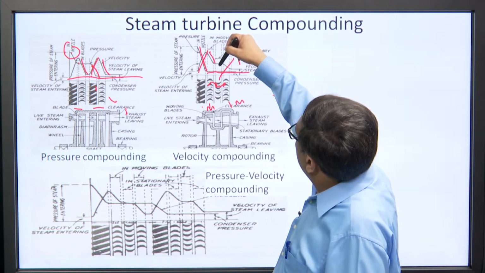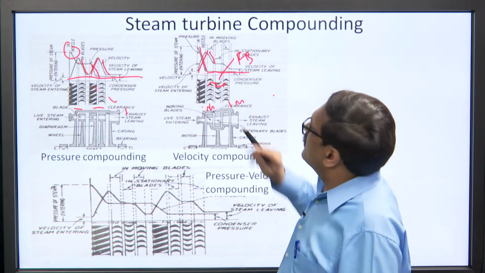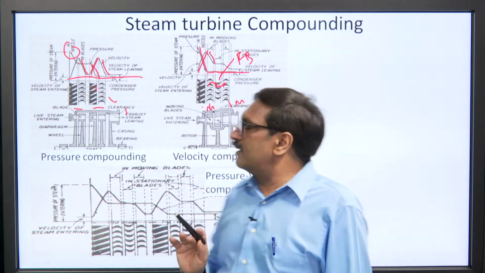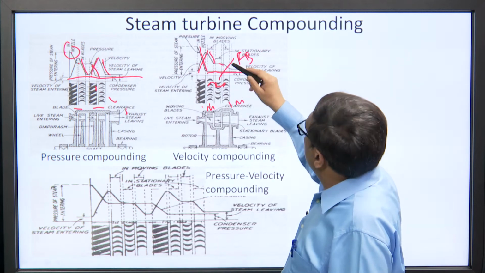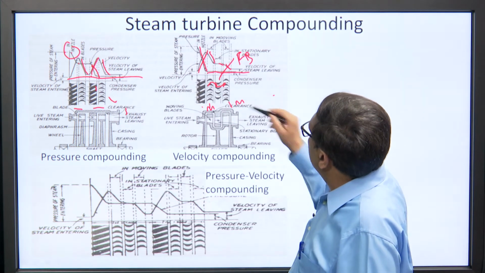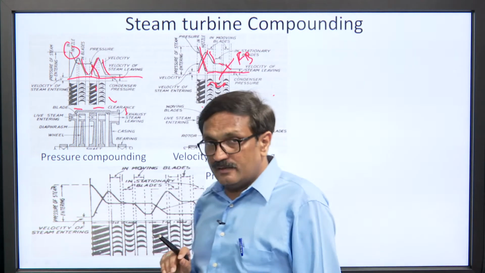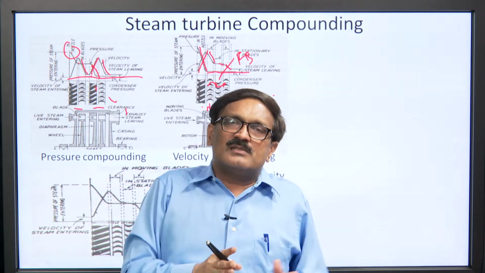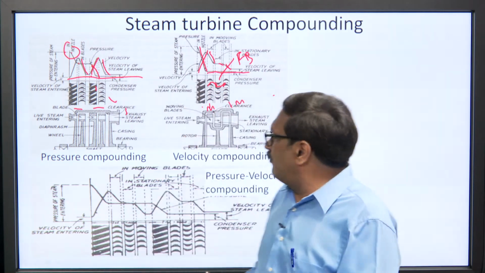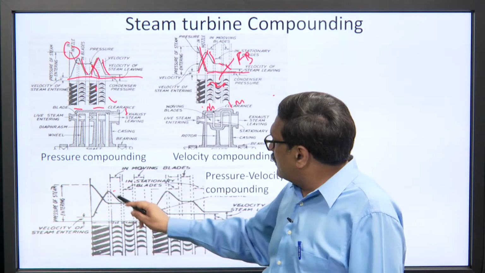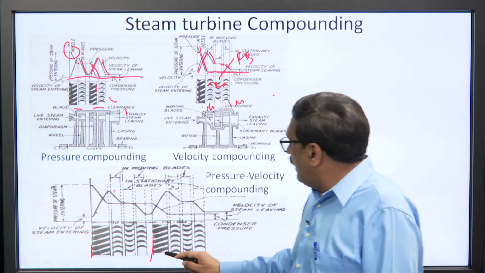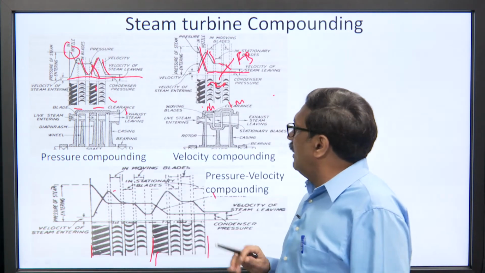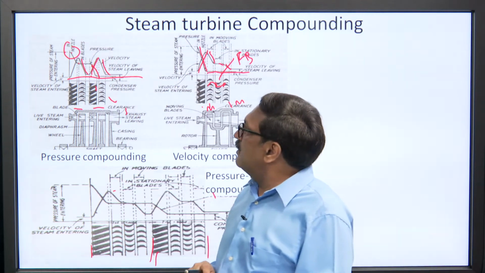Then again, in the fixed blade, there is no change in kinetic energy if no friction is there. If friction is there, a certain drop in the kinetic energy will be there. Then it passes to another set of moving blades, and a certain amount of work is done in that moving blade. Now, if two velocity compounded stages are in series, then that is called pressure velocity compounding. This is one velocity compounded stage, and this is another velocity compounded stage. These two stages are put in series, and that is known as the pressure velocity compounding.